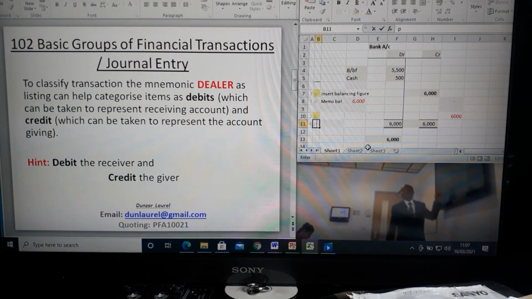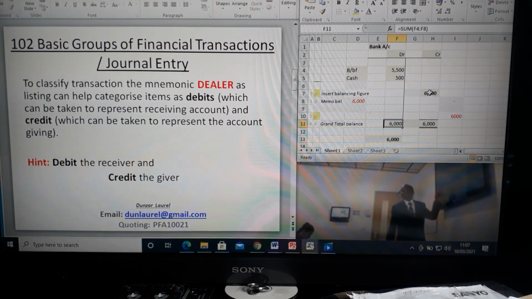If I insert it here, you will now see that the grand totals are now equal. Okay? So the credit is 6,000 and debit is 6,000. This balance inserted is what we call balance carried down. Okay? We carry it down and we bring it to the other side of the equation on the T account, which will now be balance carried forward. B carry forward. So that's the balance that we carry forward to the next period or the next account. This was brought forward from the last account.